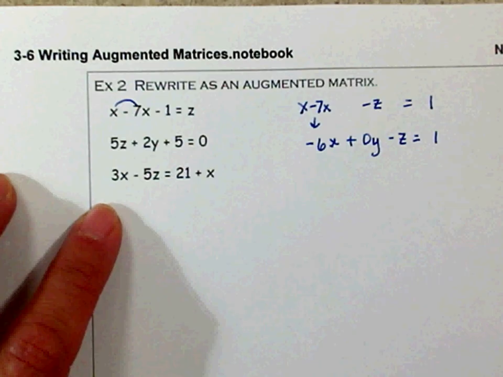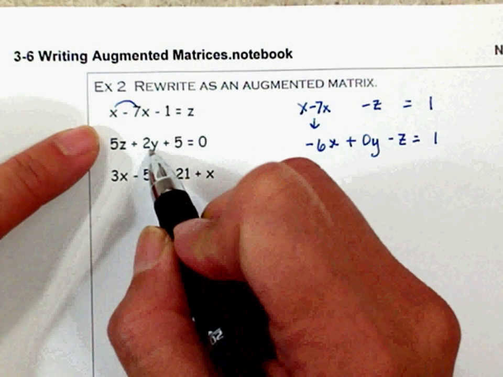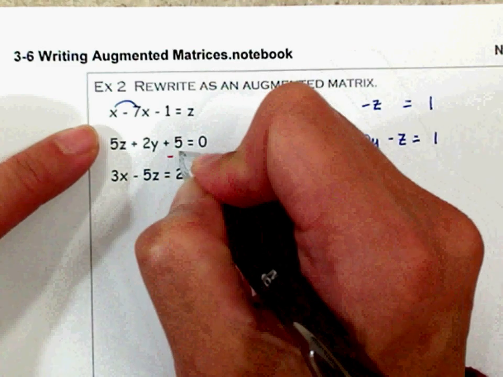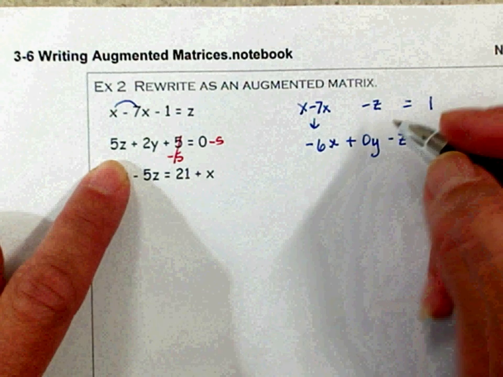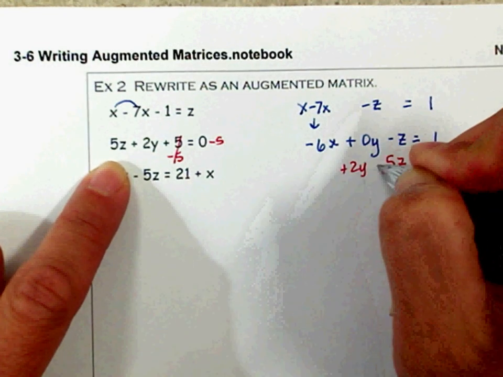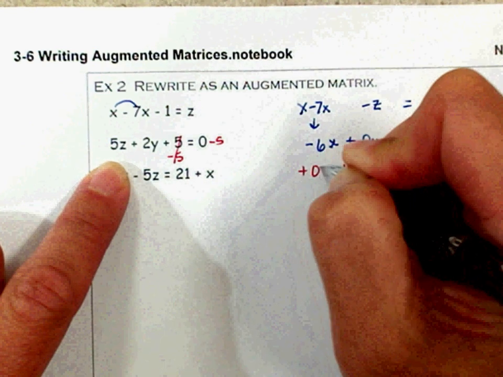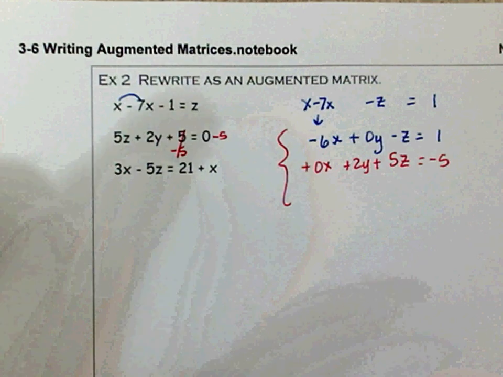Okay? Here's your second. I'm going to do it over here. z, y, 5. Subtract 5. Okay? So now I'm going to rewrite it. 5z plus 2y, no x, is equal to -5. You see my stuff? Let's look at the last one.